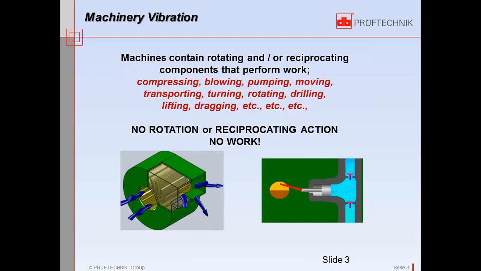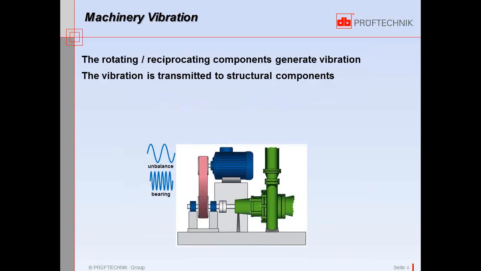So, starting with machinery vibration, machines contain rotating and reciprocating movements. That is to compress, to blow, to pump, transport, otherwise lift, drag, or perform some type of work. If there is no rotation or reciprocating action, then there is no work. And this rotation and reciprocating action will generate vibration.